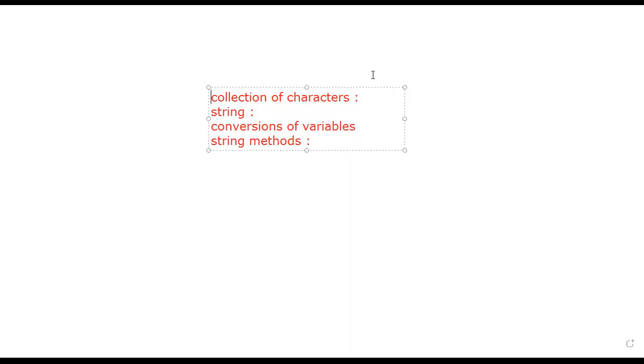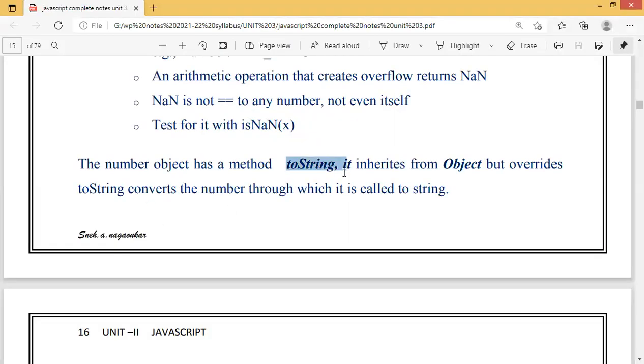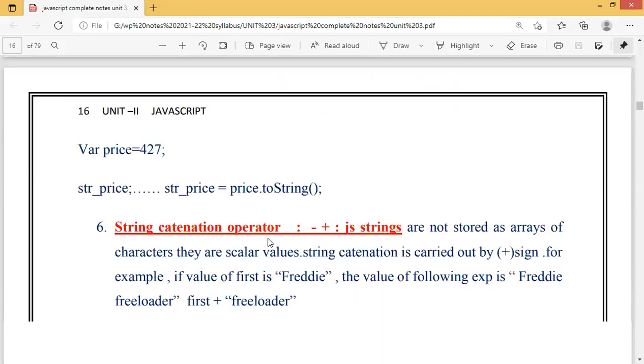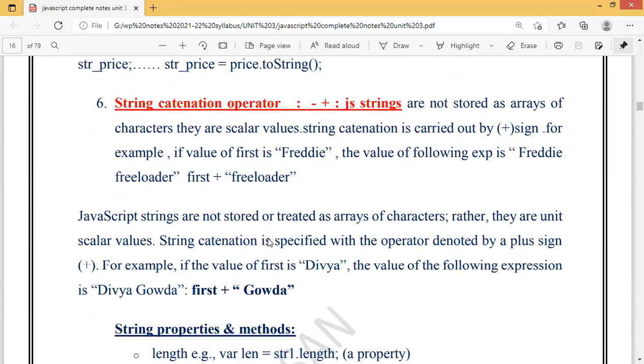Now see here, we are still in the string methods only. So what is this string method? Let us focus on that. Before going to that, we have one new operator called the string concatenation operator, plus. The plus operator is called a string concatenation operator. Now what is this string concatenation operator? Let us see.